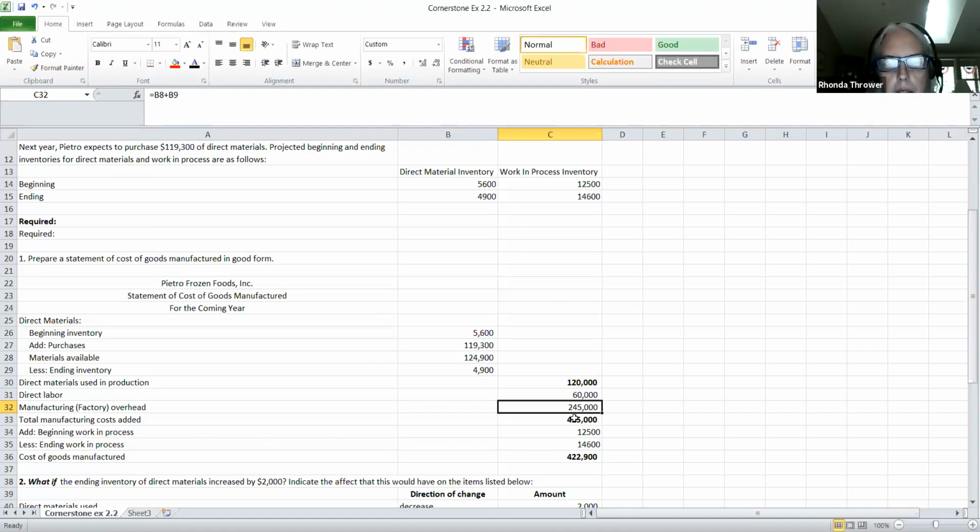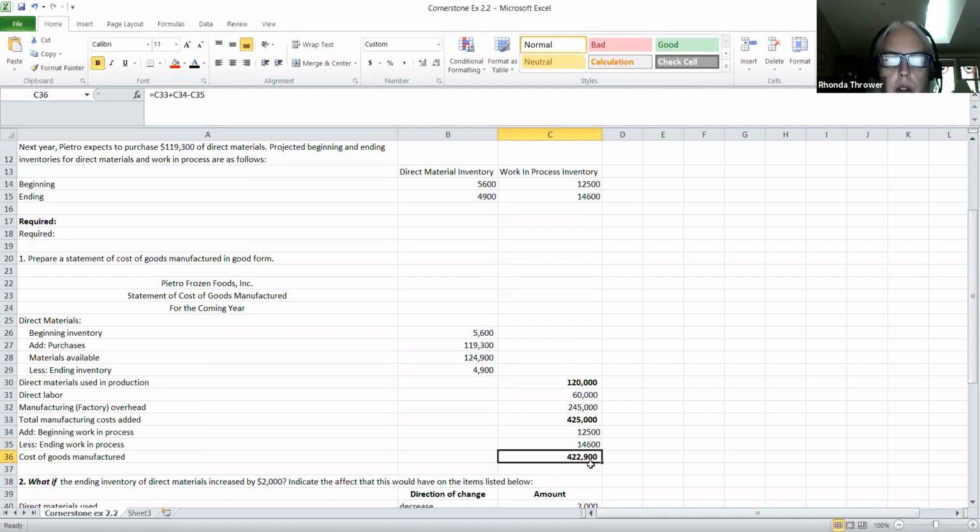Your total manufacturing cost are your direct materials that you've used, your direct labor, and your total factory overhead. Those three items are combined together to get the total manufacturing cost. The total manufacturing cost for this period, plus the beginning work in process that was given to you, less the ending work in process that was also given to you, will give you the cost of goods manufactured.